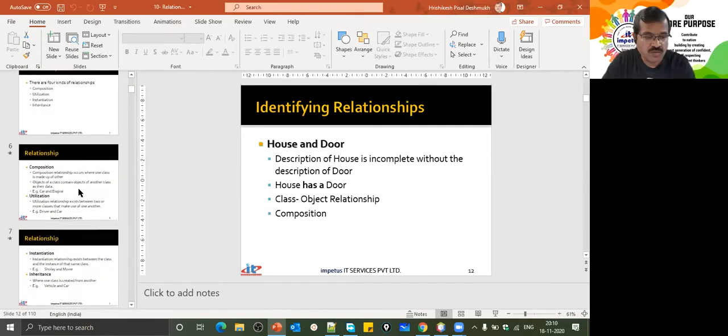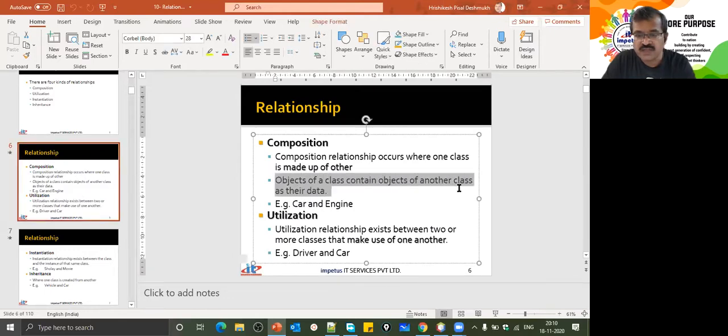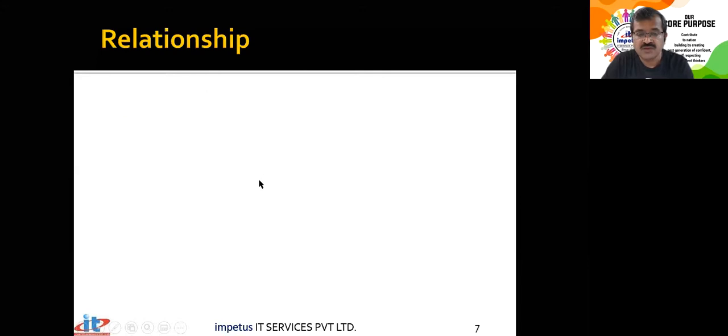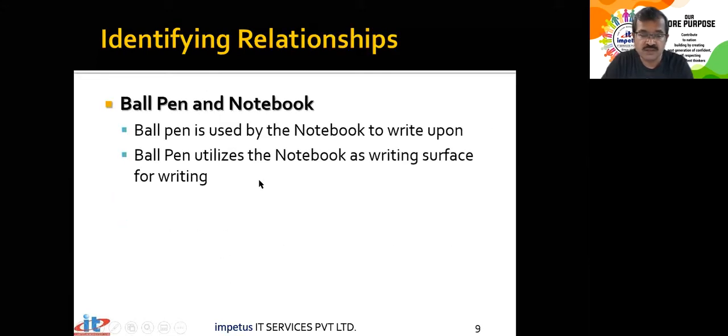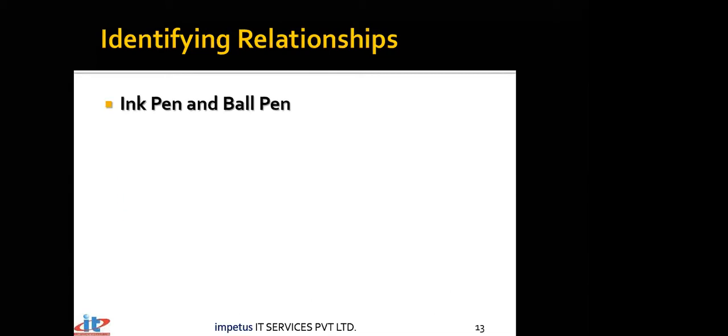What did we say here in composition? Object of a class contains object of another class as their data. That statement. Object of a class, that means object of class house, contains object of another class as their data. So in this case, our object my house contains an object of type door, and that door is an object of some other class. So whenever that happens, it's always composition. Is that clear, Nikhilesh? Yes, sir. Okay. How about this now?